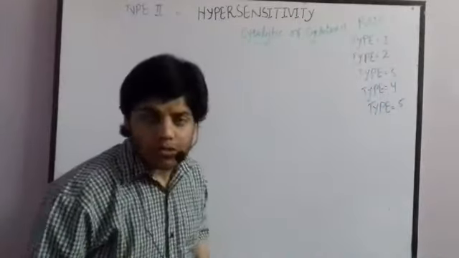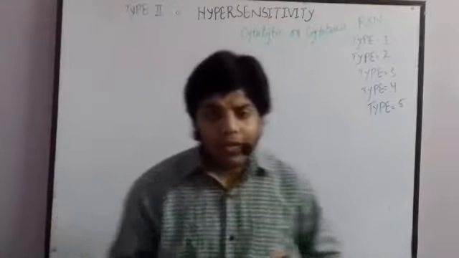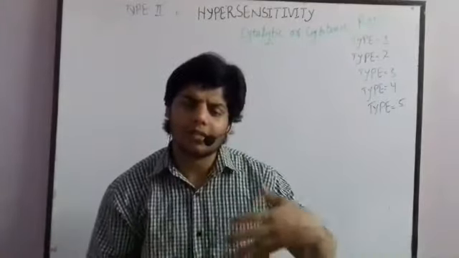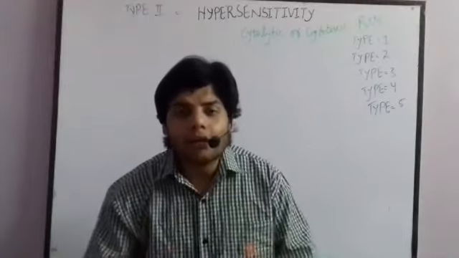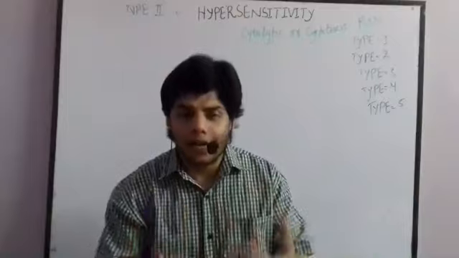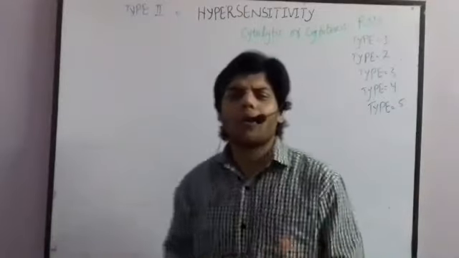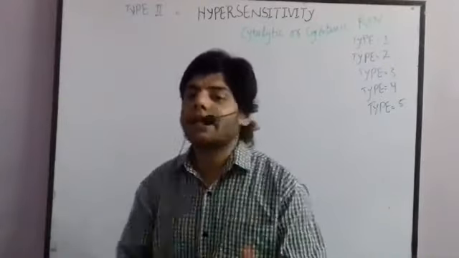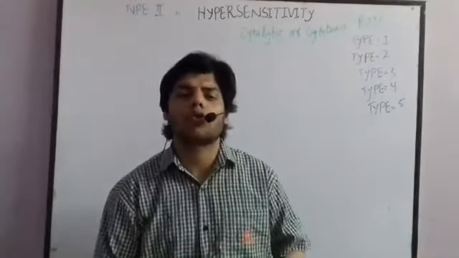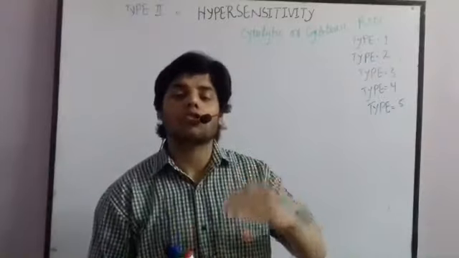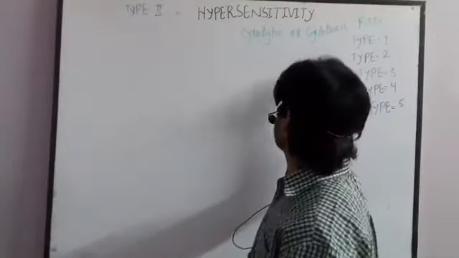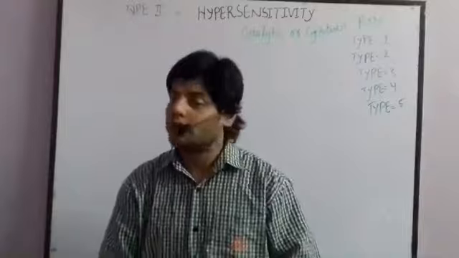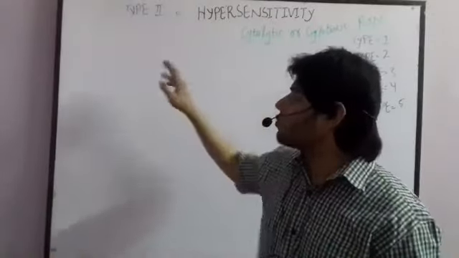Now, why do we call it a cytotoxic or cytolytic reaction? Because during type 2 hypersensitivity, antibodies are produced. Such antibodies are in the form of a toxin, and such toxins cause damage to our tissue, or the host tissue. That's why we call it cytotoxic or cytolytic, because the antibody is acting here as a toxin mediator.